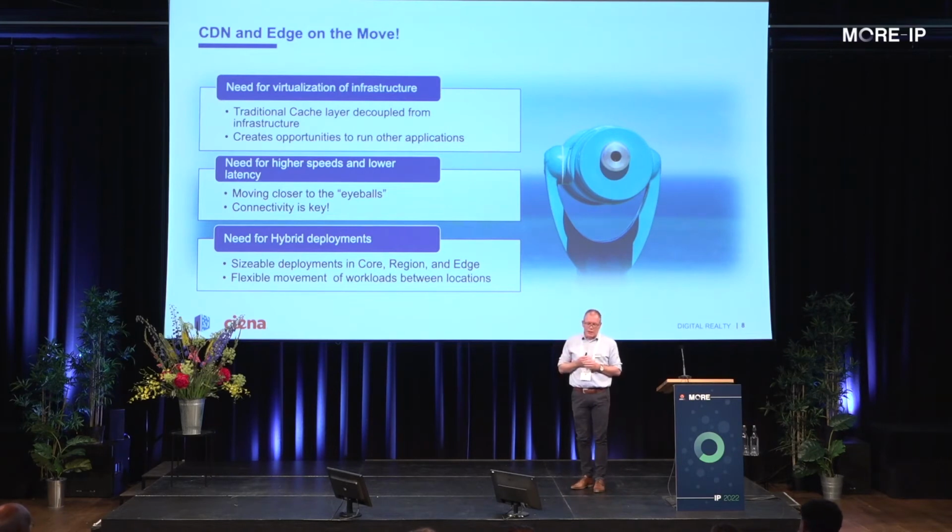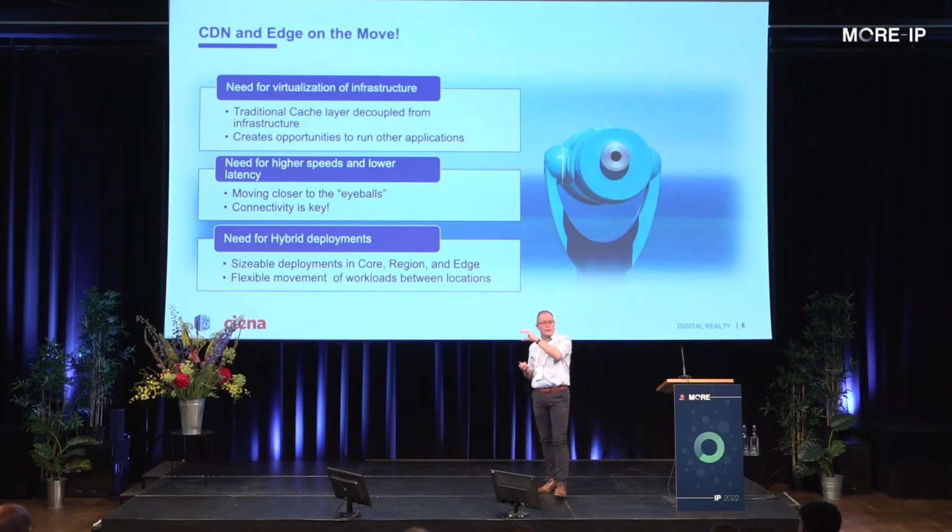As I mentioned, what we see happening with CDNs is that they are decoupling, let's say, that traditional cache layer that they had from their underlying infrastructure, which means that now they're able to run additional applications. So most of the CDNs, first of all, will go into security services. That's nice, but it's not the end state. They are able to run additional applications. So they're actually the first edge companies.